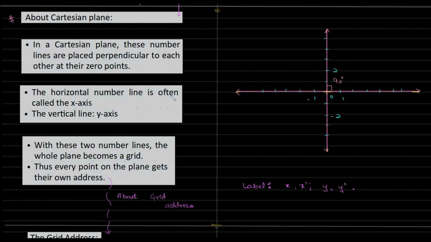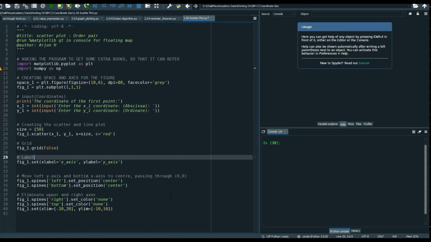The horizontal line is often called the x-axis. So first of all, what is a horizontal line? This is a horizontal line, and this is called the x-axis. And this is a vertical line. We call it the y-axis. With these two number lines, the whole plane becomes a grid. Let me explain one by one.